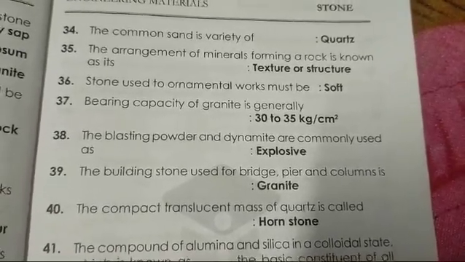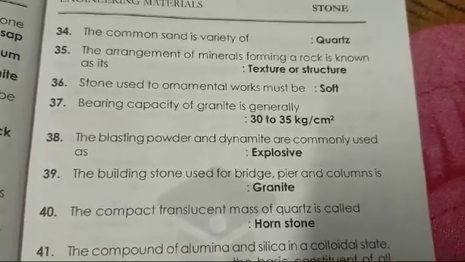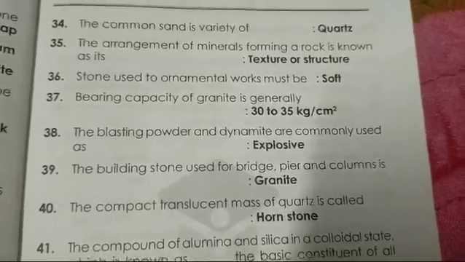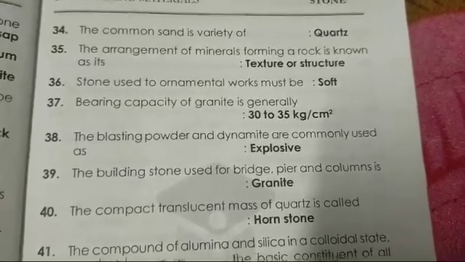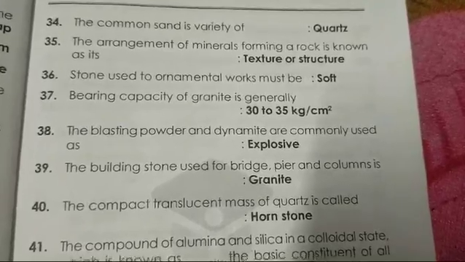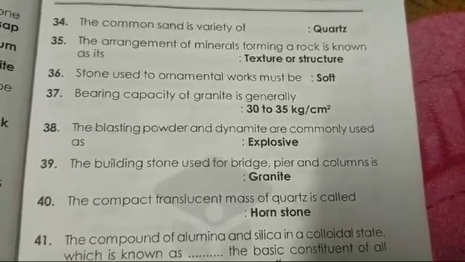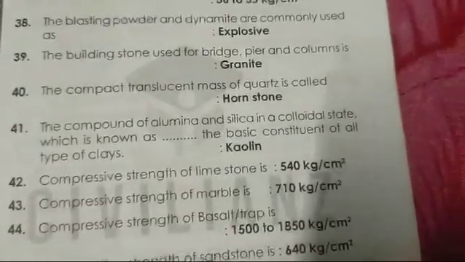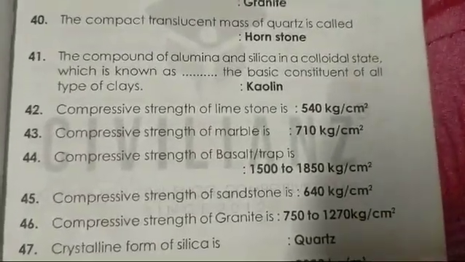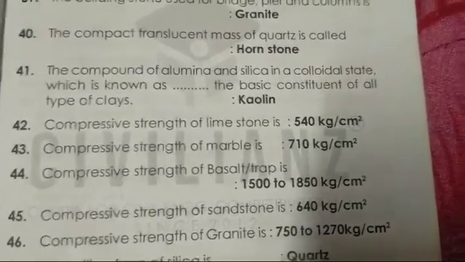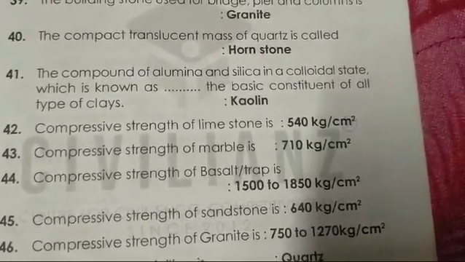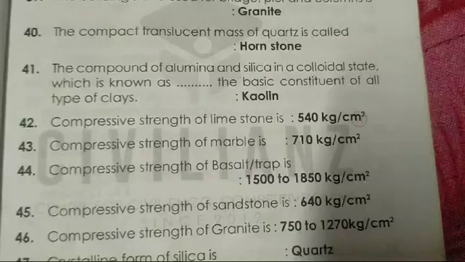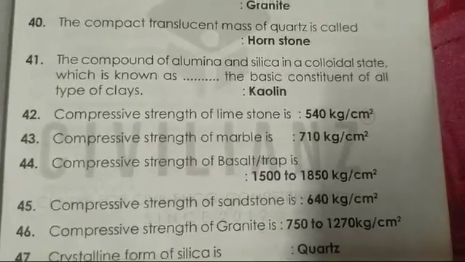Blasting powder and dynamite are commonly used as explosives. The building stone used for bridges, piers, and columns is granite. The compact translucent mass of quartz is called hornstone. Compound of alumina and silica in a colloidal state is known as kaolin. The basic constituent of all types of clays.